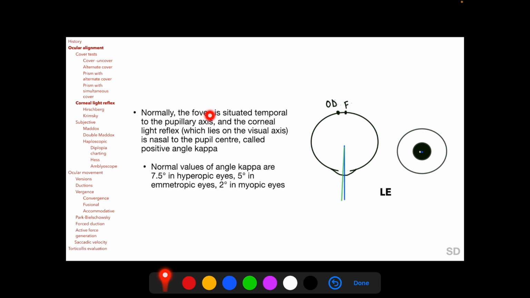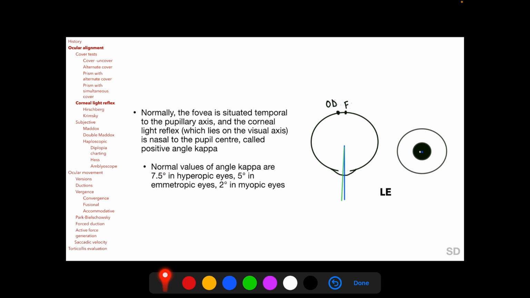Normally, the fovea is situated temporal to the pupillary axis, and the corneal light reflex, which lies on the visual axis and is located where the visual axis intersects the anterior corneal surface, thus is located nasal to the pupillary center. And this situation is called positive angle kappa, as shown here in the diagram for the left eye. The corneal light reflex is represented by the white dot, which is nasal to the blue dot representing the center of the pupil, and from where it appears that the patient is viewing.